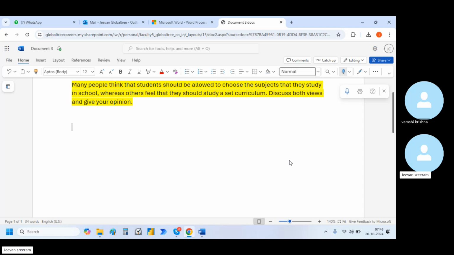Set curriculum set by the management, set by the government, or the curriculum the students must read should be set by the government that they have to study, or they can choose their own subjects to study in school. That's what the question is. So what do you think? They can study as they wish, or they have to study the prescribed syllabus only? What do you think? In school, they can study the prescribed syllabus.